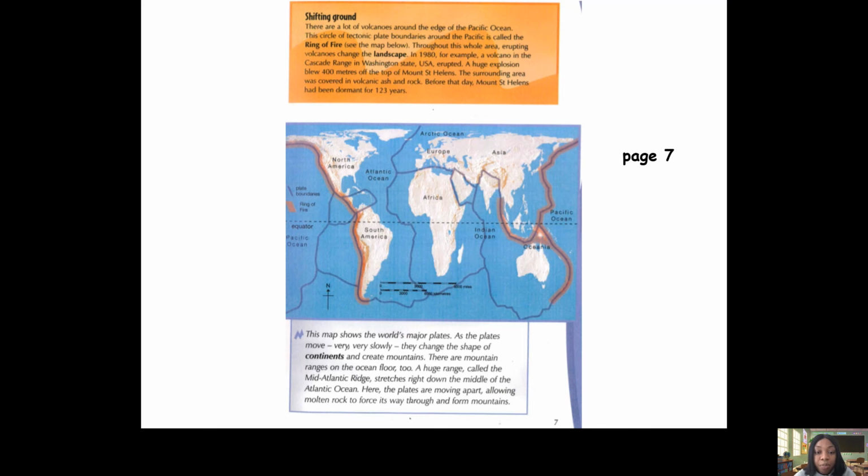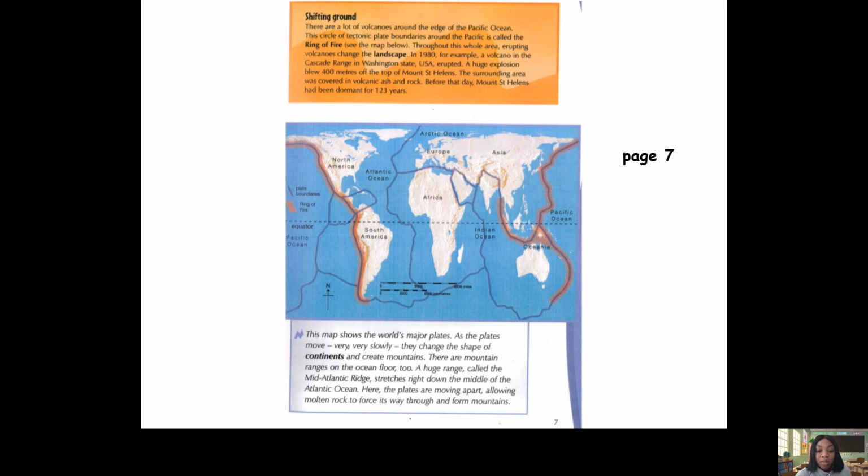Throughout this whole area, erupting volcanoes change the landscape again. In 1980, for example, a volcano in the Cascade Range in Washington State, USA, erupted. A huge explosion blew 400 meters off the top of Mount St. Helens. The surrounding area was covered in volcanic ash and rock. Before that day, Mount St. Helens had been dormant for 123 years, which is a very, very long time. If you want to pause the video and have a look at the Ring of Fire, you can do. And then we're going to read this last bit together.